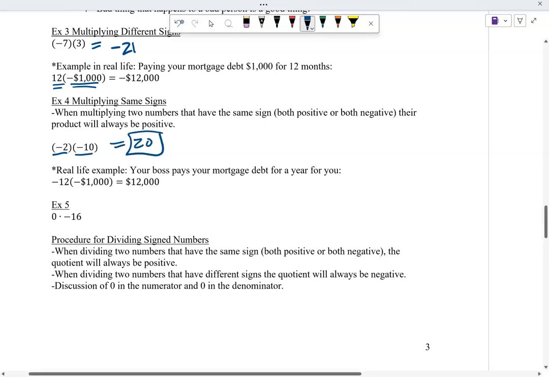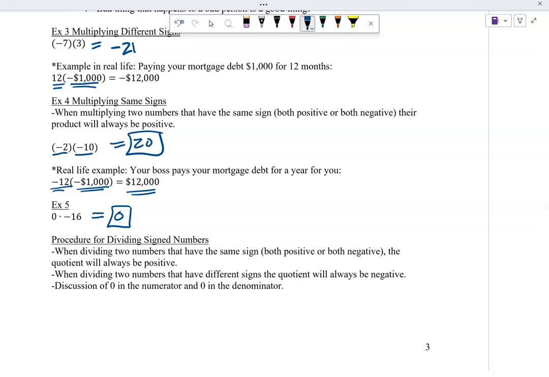A bad thing happening to a bad person is a good thing. So real life would be your boss paying your mortgage debt. Your boss is losing 1,000, your boss is paying it. Negative 12 times negative 1,000 is 12,000. It's like a bonus of 12,000 because your boss is paying it off for you, right? I wish that were the case. 0 times any number is 0. If I have 0 sets of negative 16, there are 0 of them, right?